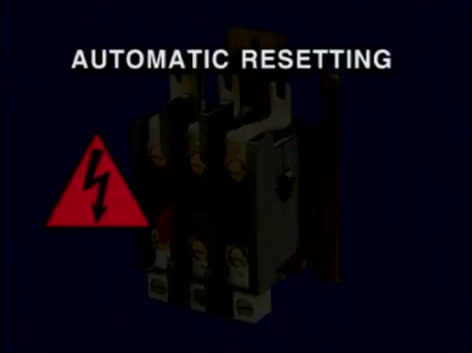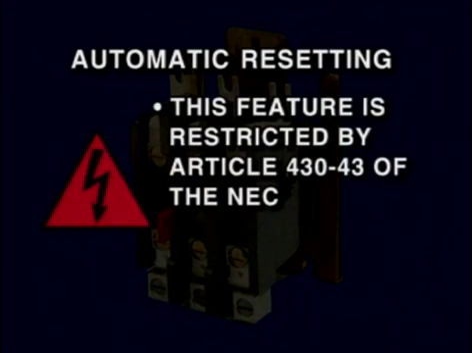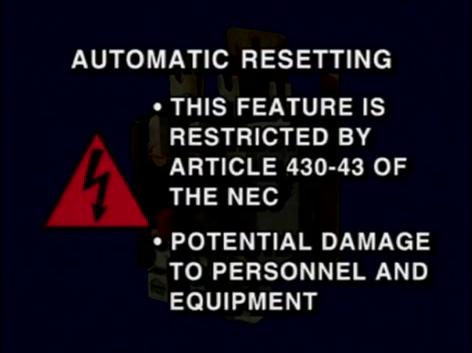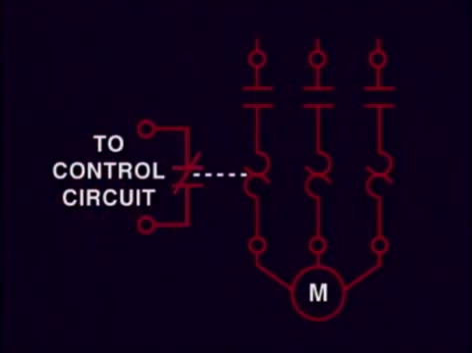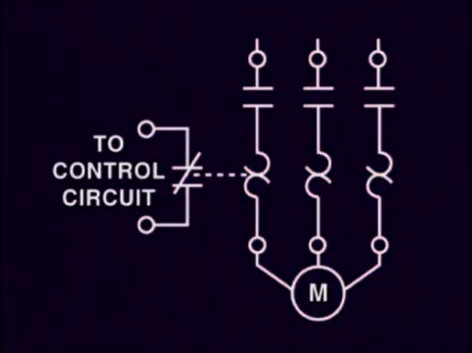It is important to mention that the automatic resetting feature of these overloads is restricted according to Article 430-43 of the National Electric Code, because of potential damage to personnel and equipment due to an automatic restart of a motor. These overload relays will disconnect the motor from the circuit as soon as the heater coils detect enough current to disengage the normally closed contacts. Therefore, it is of extreme importance that the heater elements be properly sized. We'll see more on this in a short while.